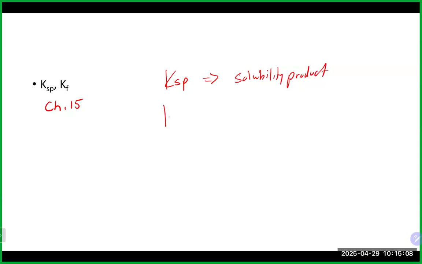And we're going to talk about KF, which is the formation constant. And this is for complex ions, basically. So let's talk a little bit about KSP first.